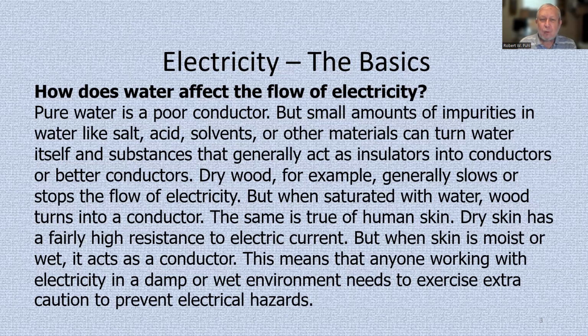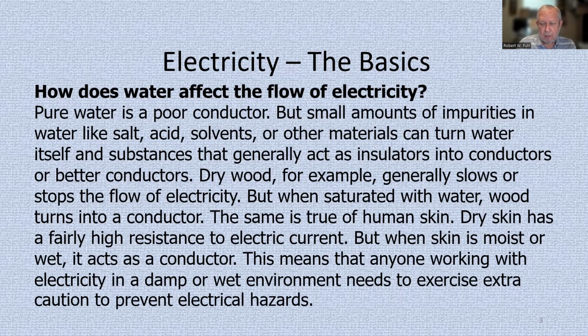So you've got insulators and conductors, and those definitions, of course, vary a little bit depending on a lot of things. How does water affect the flow of electricity? Pure water is a poor conductor, but small amounts of impurities in water, like salt, acids, solvents, or other materials, can turn water itself and substances that generally act as insulators into conductors or better conductors. Dry wood, for example, generally slows or stops the flow of electricity, but when saturated with water, wood turns into a conductor. The same is true of human skin. Dry skin has a fairly high resistance to electric current. When the skin is moist or wet, it acts as a conductor. This means that anyone working with electricity in a damp or wet environment needs to exercise extra caution to prevent electrical hazards.